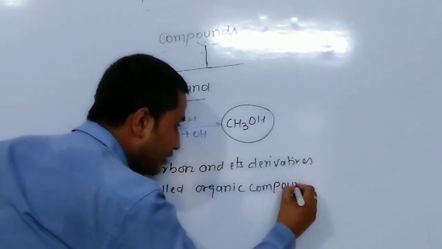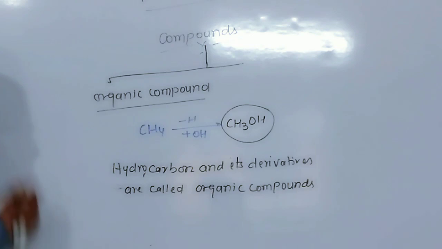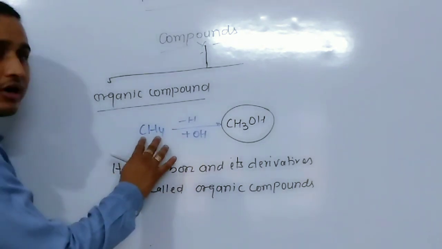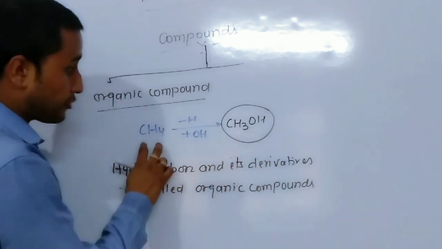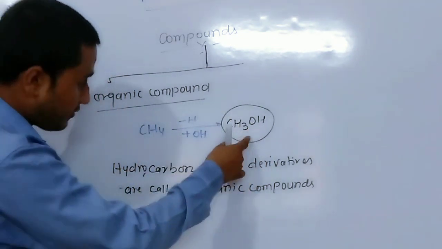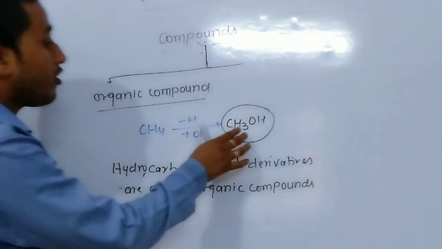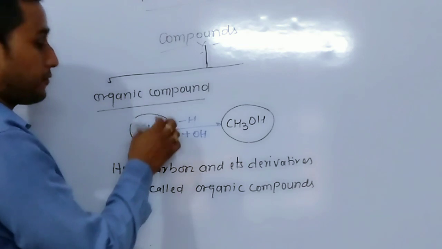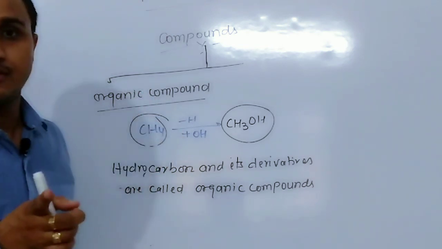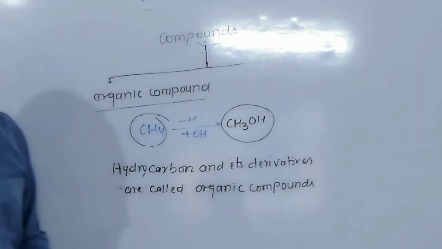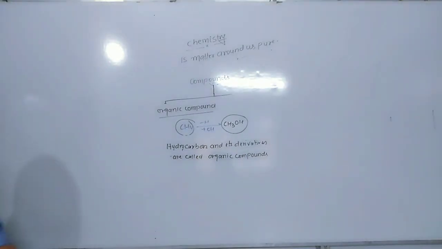Are you getting my point? Hydrocarbon and its derivative are called as what? Organic compound. This is hydrocarbon and this is a derivative of hydrocarbon because this compound is obtained from this. So this is the derivative of this. So it is also called as what? Organic compound, because this is an organic compound and it is called as hydrocarbons. Is it clear or not? So write down first, then I will explain. Written.